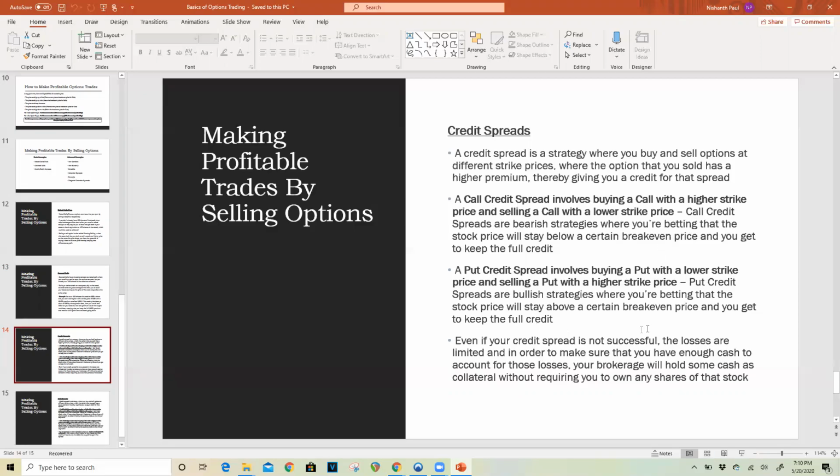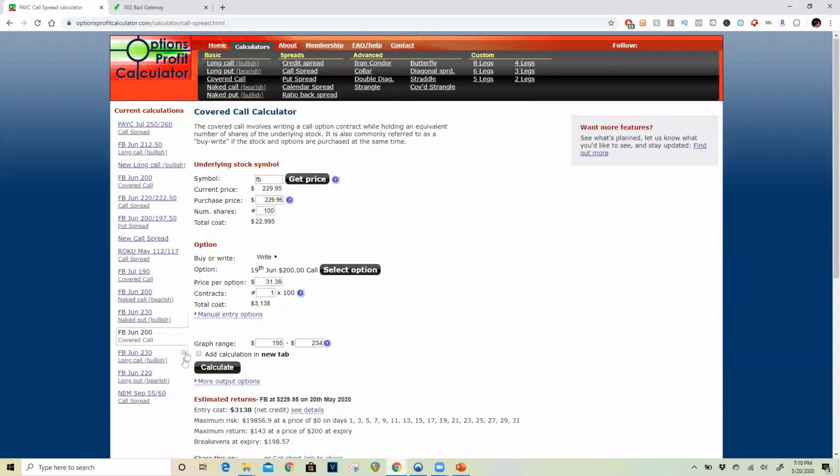Since you're not actually paying anything, but there are chances of you losing money, your brokerage wants to make sure that you have enough cash in your account to cover those losses, essentially. It uses a certain amount of cash as collateral without you needing to own any shares of that stock. Let's go look at how a call spread looks on Facebook.